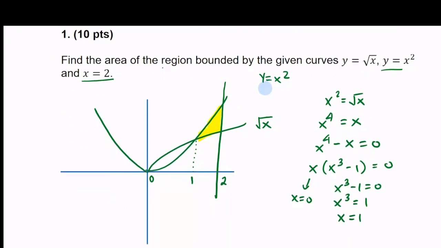So in order to integrate this, we can see that we have a boundary on the bottom, which happens to be this curve. We have a boundary on the top, which happens to be this curve. So we can use the basic formula of top curve minus bottom curve, starting at 1 and going to 2. So our starting x value is 1. We're going to integrate until 2. The top curve was x squared minus the bottom curve, which was root x. And we need to integrate this with respect to dx.